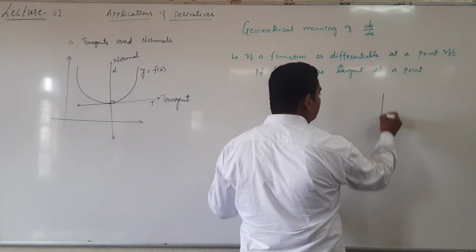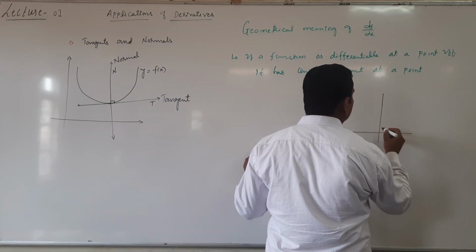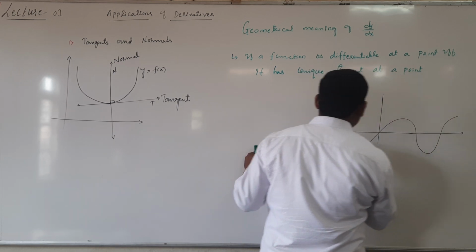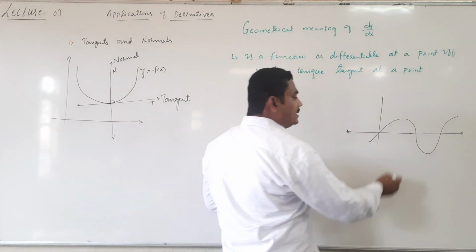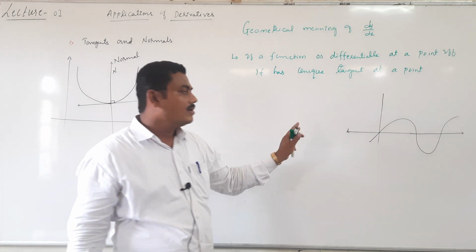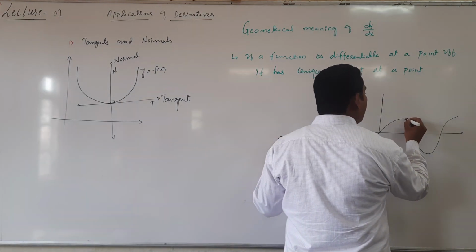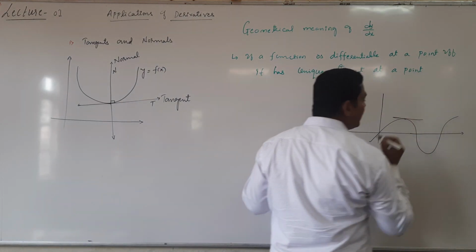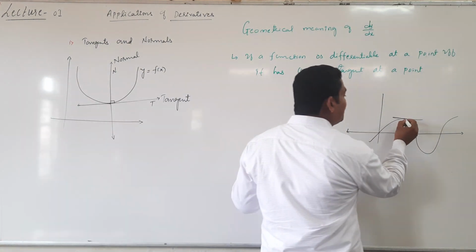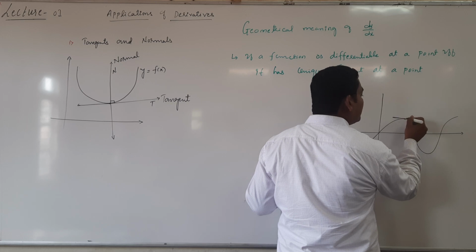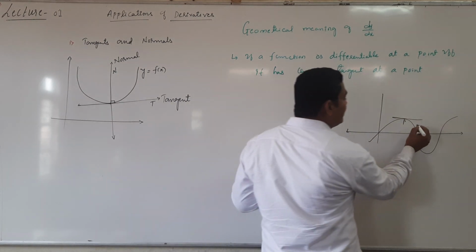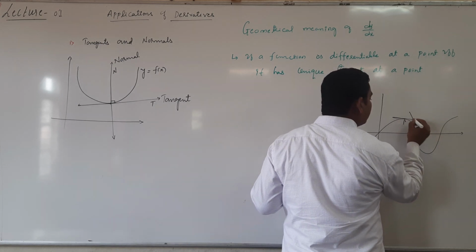For example, if I take graph of sin x, this function is everywhere differentiable. Why? Because we can draw only one tangent at this point. Already you know what is meaning of tangent. More than one tangent is not possible at P. At a different point we can draw one more tangent.